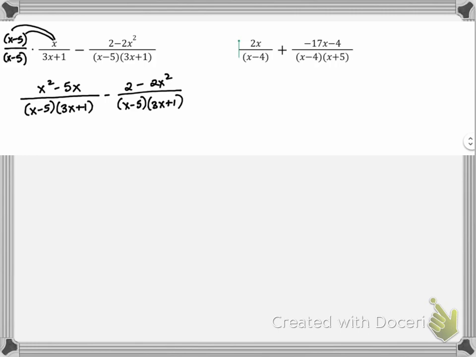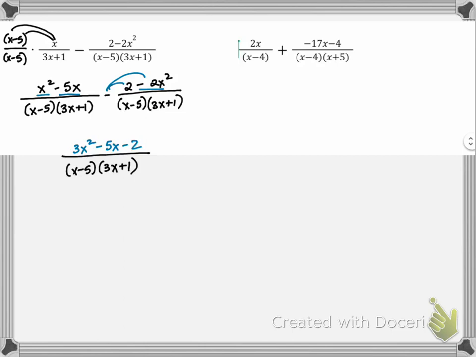Now we're going to combine by subtracting into one fraction with the common denominator carried down. And so I'm going to do x squared, and here notice that it's minus a negative 2x squared. That minus negative turns it into a plus 2x squared, and that gives me 3x squareds. And then minus 5x from the first fraction, and minus 2 from subtracting that 2 in the second fraction.